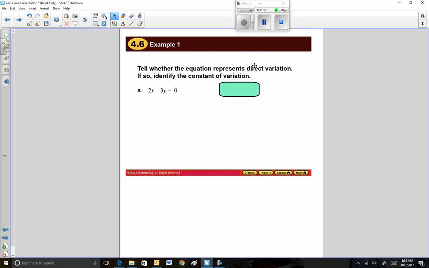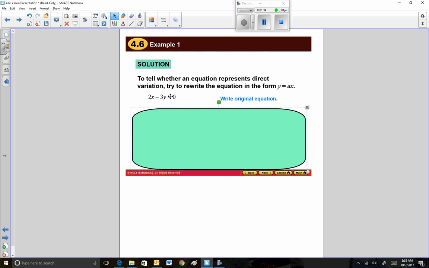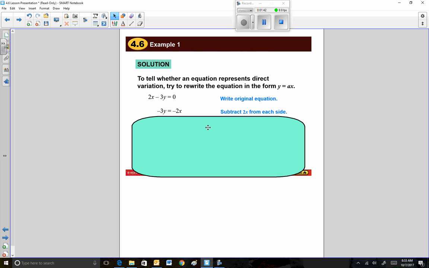So, tell whether the equation represents direct variation. If so, identify the constant of variation. We are given a standard form. We're going to have to change it into slope-intercept, that way we can actually tell whether or not there is a y-intercept. So let's take a look. We have to subtract our 2x from both sides to bring it over here. So we get negative 3y equals negative 2x. Now, divide both sides by the negative 3.